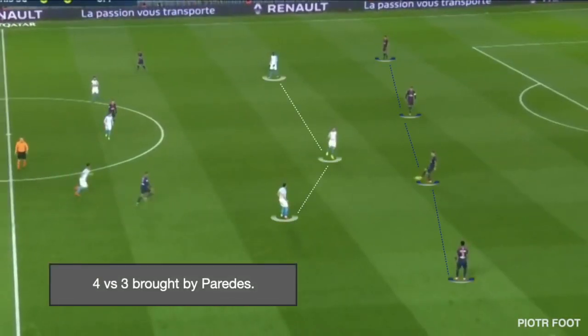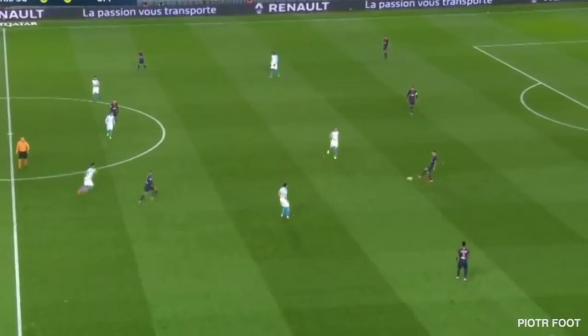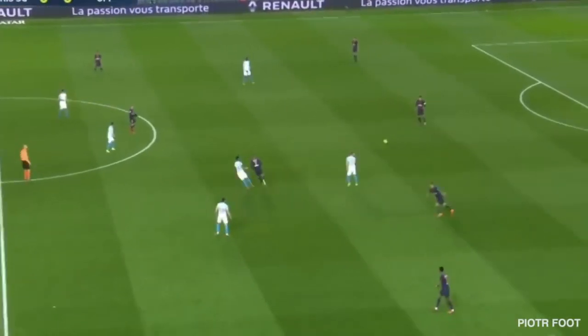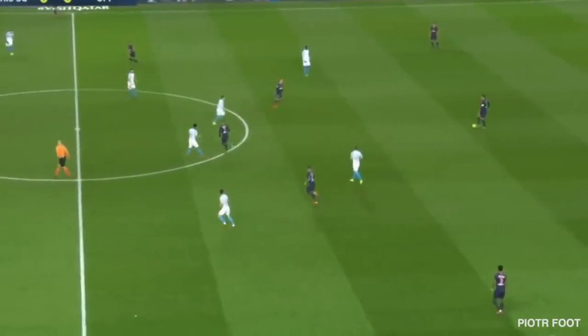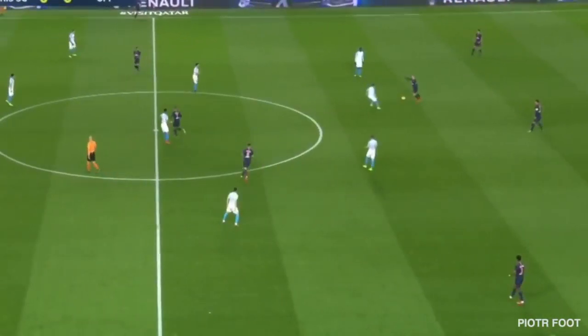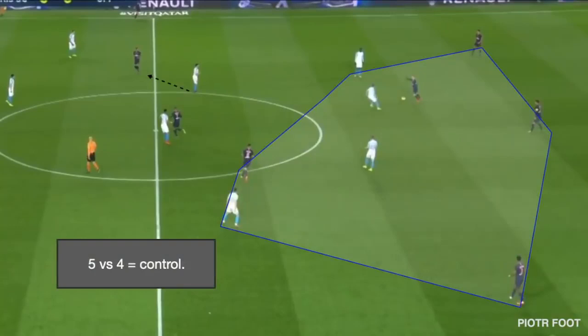Again, same principle. Now Verratti drops, so Paredes goes up to keep the same balance. The 5v4 situation means control.